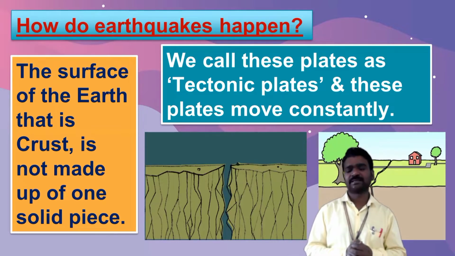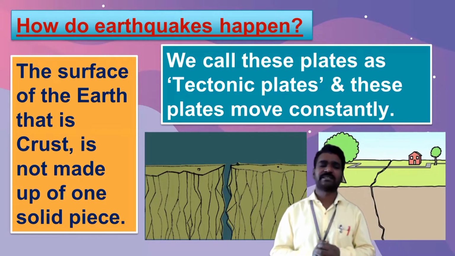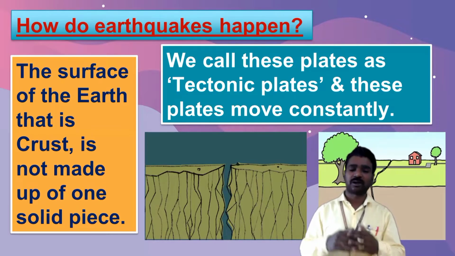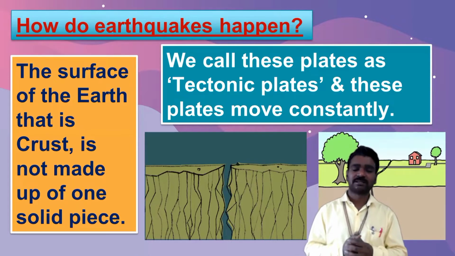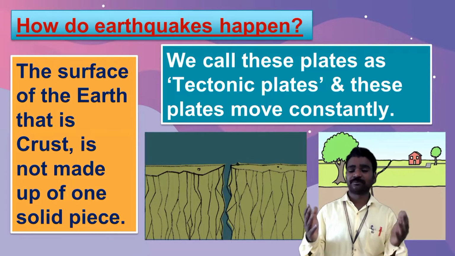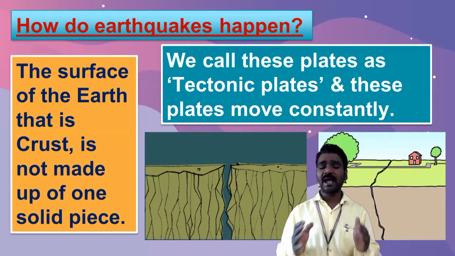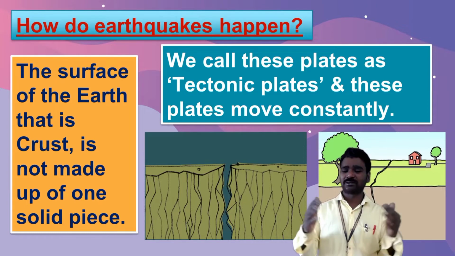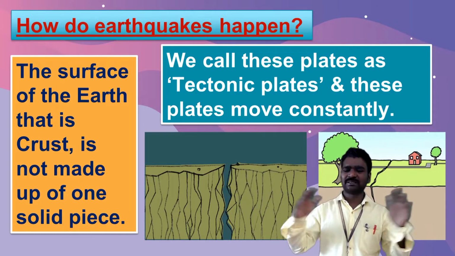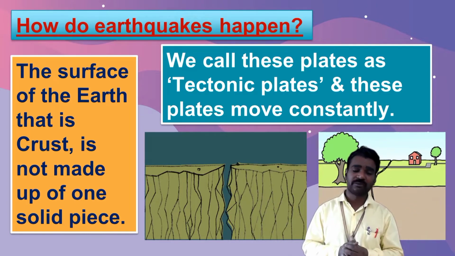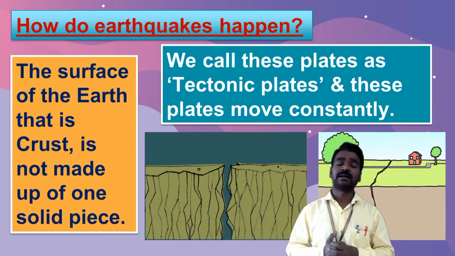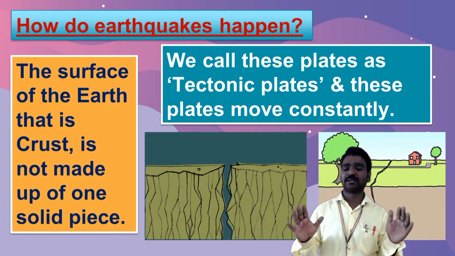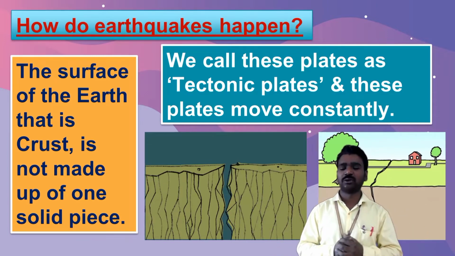So dear students, as I said in the last part of the video, the earth's surface, that is the outermost layer of the earth, is the crust. And you might think that this crust is made up of one solid piece, or one single piece of rock. If you are thinking like that, you are on the wrong side. This crust is not made up of one single solid piece, and I have told you this already.